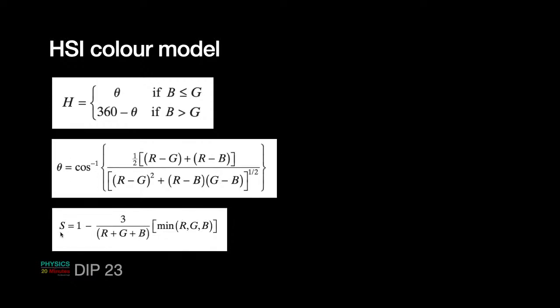And the S value, the saturation, is given by 1 minus 3 by (R plus G plus B) into the minimum of the RGB values, whichever is the minimum. So these are the three conversions.